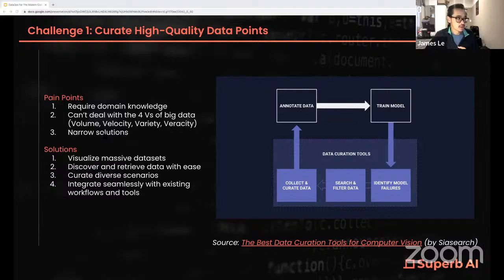And finally, these solutions are quite narrow because they primarily learn from the correlations currently present in the training data. I think that a DataOps platform for computer vision should have data curation capabilities that can enable data and ML engineers to visualize massive data sets, discover and enrich data with ease, curate diverse scenarios, and integrate seamlessly with existing workflows and tooling.